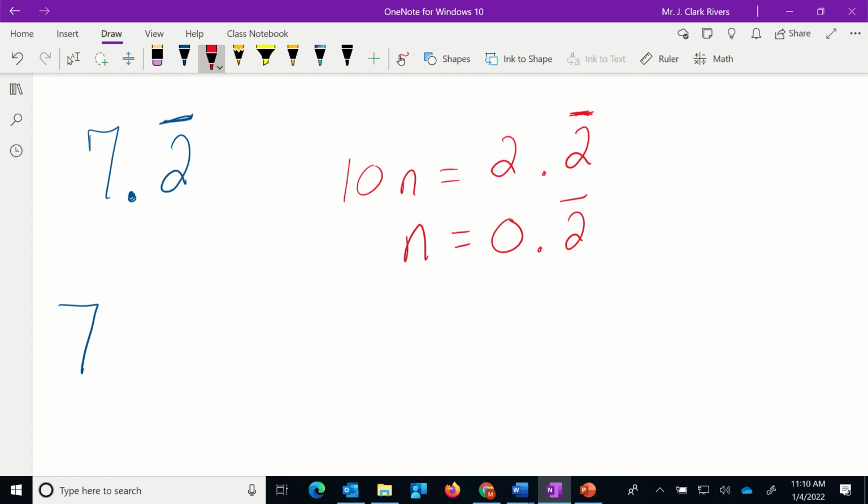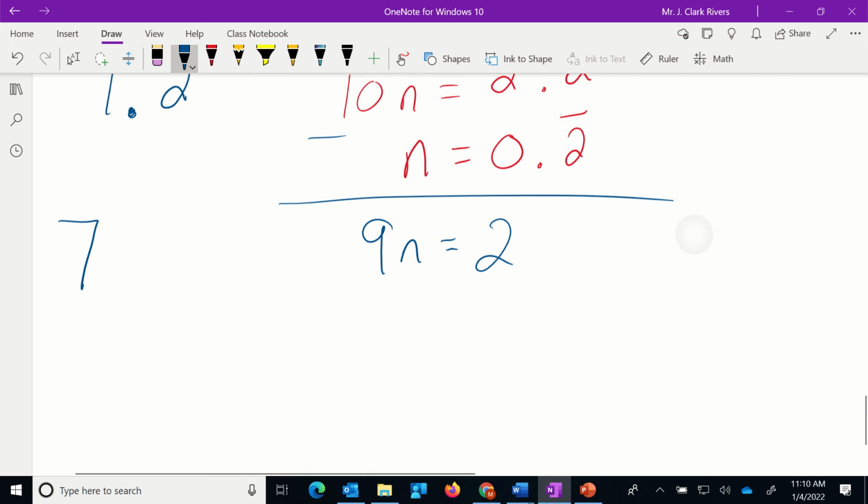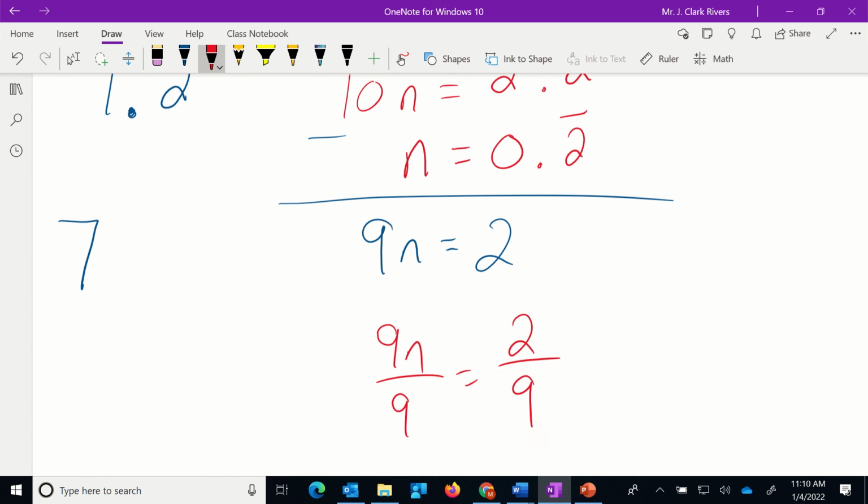Now what do we do? Campbell, what do you think? We subtract. So Campbell, what is 10n minus n? 9n equals 2. Yeah, the 0.2 repeating minus the 0.2 repeating is gone, right? It becomes 0. And then 2 minus 0 is just 2. Now, Benjamin, what do we have to do to solve for n here? We have to divide. Yep, we're going to divide by 9 on both sides. And we get 2/9. So n is equal to 2/9.